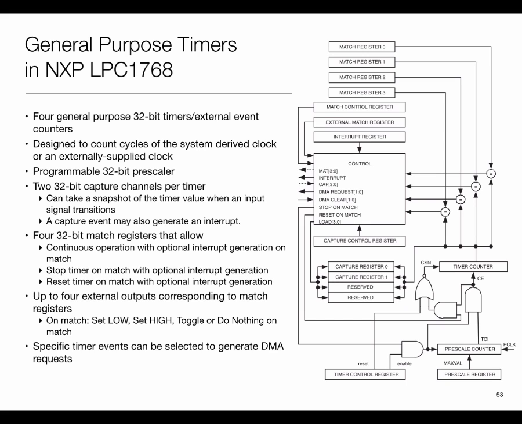So almost every processor in the embedded world will provide you hardware support within the timers so that you can set a signal to be low or high or toggle or do nothing whenever a counter matches a particular value. So you can generate these pulse width modulated signals very easily. They are used to control motors.